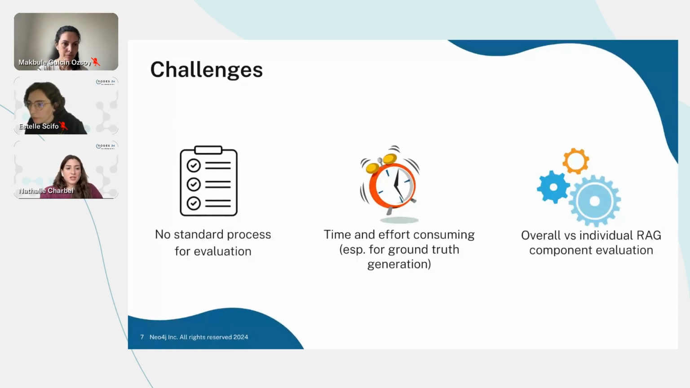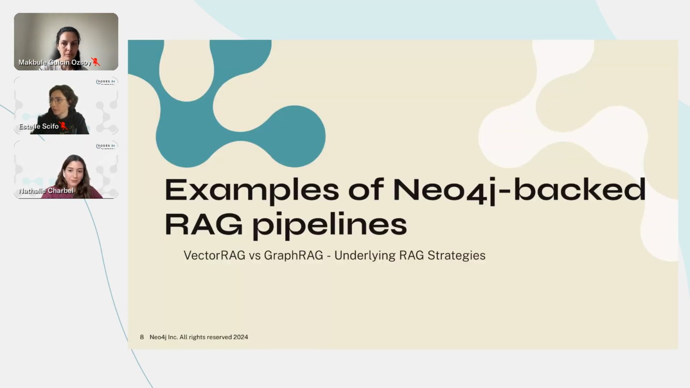So there are many challenges for doing the evaluation. So first, there's currently no standard process for evaluation. And if the evaluation is not automated, it's really very hard to generate a ground truth answer. So it's time and effort consuming. And we also need a framework that can give us an overall score for the evaluation of the whole framework, but also to be able to give scores related to each component of the pipeline. So for instance, for the retrieval part, for the generation part.